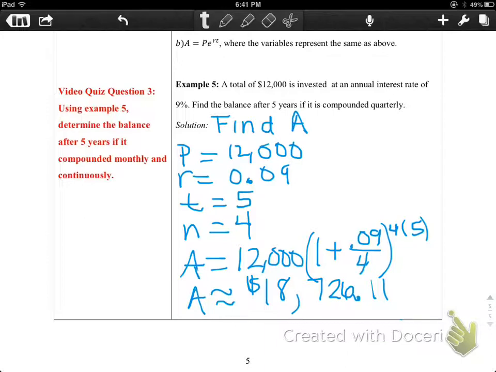But your video quiz question 3, so your last question is, using this example we just did, example 5, determine the balance after 5 years if it is compounded monthly. So make sure, if it's monthly, what does that mean? And continuously. Okay, and those are your 3 questions for the quiz. And I am done.